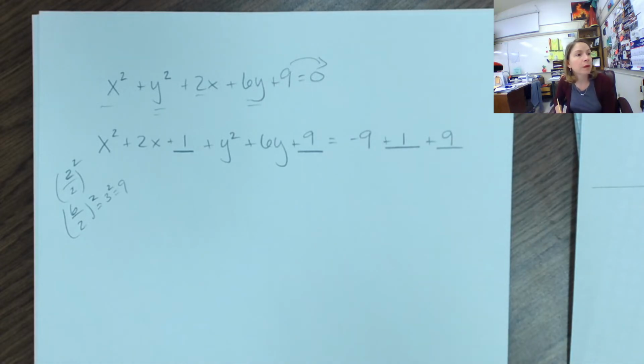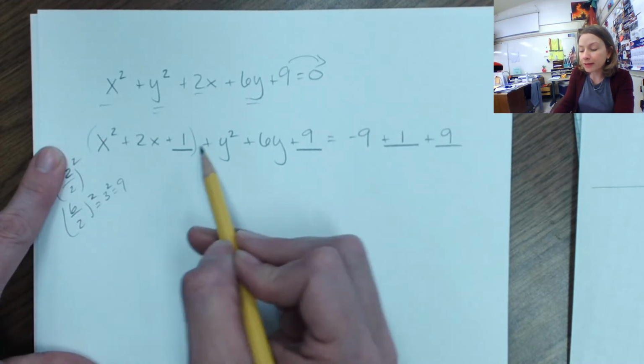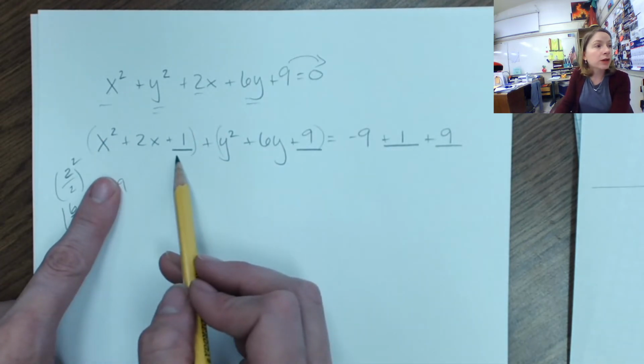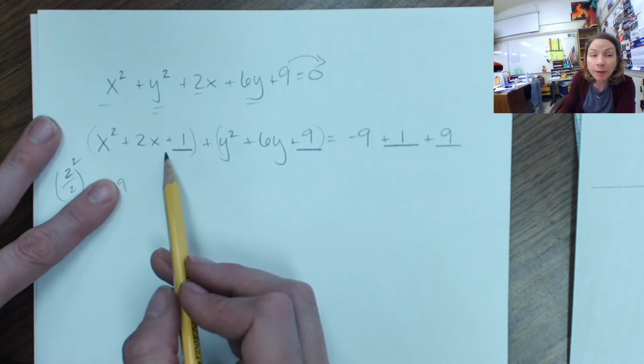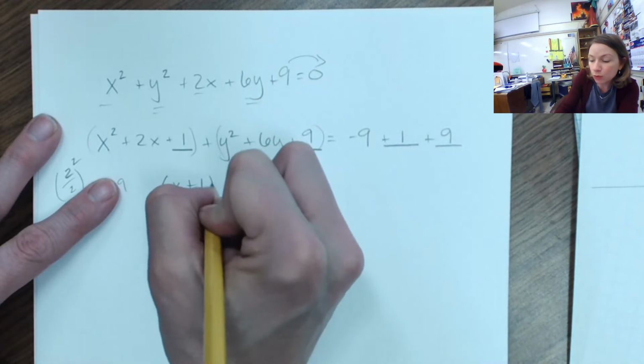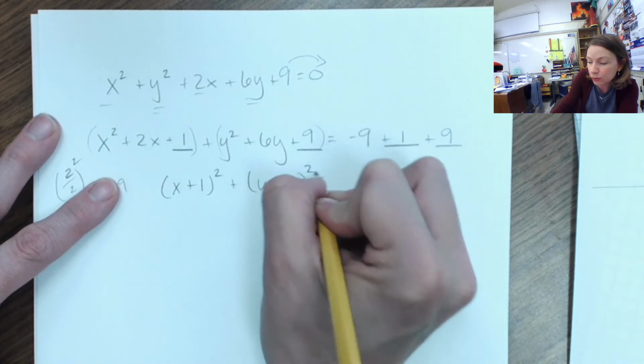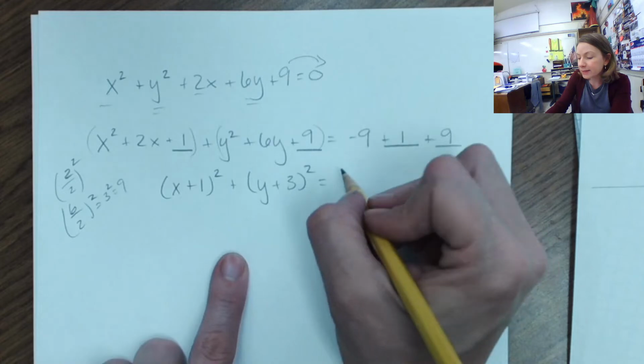Okay? So now I can take this and I can regroup this and I can factor it. This is that perfect square trinomial. Remember, we engineered it to be a perfect square. So I know it's going to be x plus 1 squared, and then I've got y plus 3 squared is equal to, on this side, I get 1.